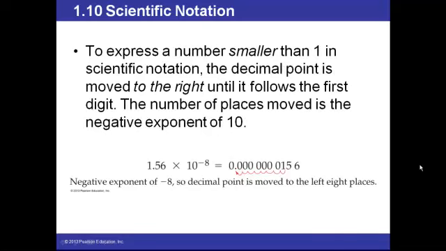If you're expressing a number that is smaller than 1 in scientific notation, the decimal point is going to be moved to the right until it follows the first digit. If you start out here, you have to move this decimal place 1, 2, 3, 4, 5, 6, 7, 8 positions until you get the first digit in the ones position. If you're moving it to the right, then your exponent is going to be negative, and this indicates that you have a very small number. If your exponent is positive, it indicates that you have a very big number.